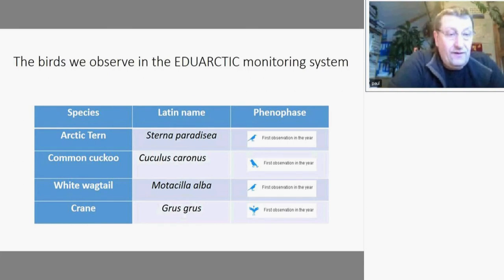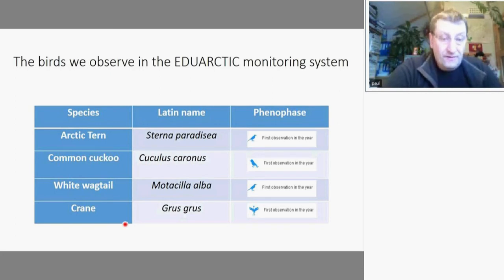So here we have the 4 species. We have the Arctic tern, Sterna paradisaea. Paradisaea is a nice name, isn't it? Meaning the one from paradise. And then we have the common cuckoo. And then we have the white wagtail, which is sometimes also called the pied wagtail. And then we have the European crane, the common crane. So Sterna paradisaea, Cuculus canorus, Motacilla alba. Alba means white, of course, and Grus means only crane.